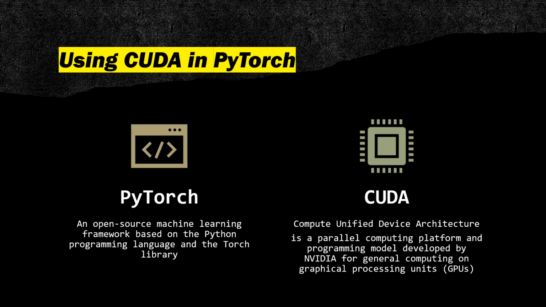Okay, using CUDA in PyTorch. So PyTorch itself is an open source machine learning framework based on the Python programming language and the Torch library. CUDA, which stands for Compute Unified Device Architecture, is a parallel computing platform and programming model developed by NVIDIA for general computing on graphical processing units, or GPUs, since GPUs have a significantly higher number of cores to use than just the actual CPU for compute.